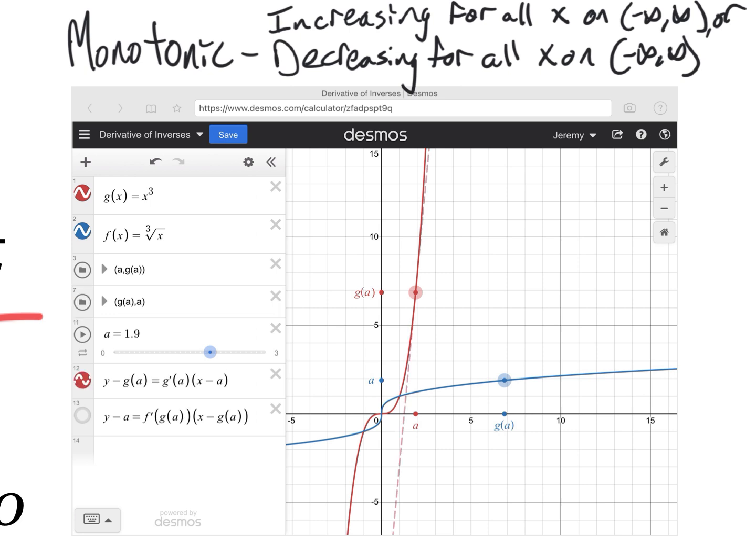And there it is. So there's our tangent line on g, the red function. And let's get a tangent line on the blue line. This is the point g of a comma a. And we want the tangent to f, because this blue function is f. All right, so here's our point slope form for that. Let's get it showing. There we go. And so as we move this here, these two lines are tangent to their respective functions.